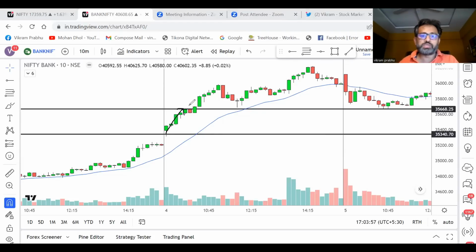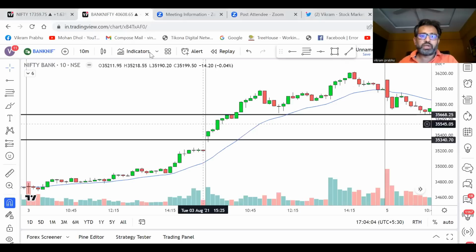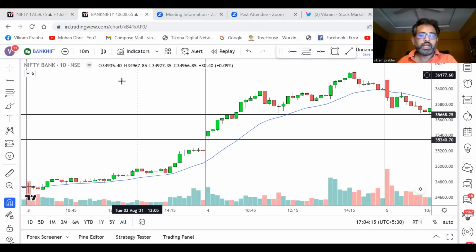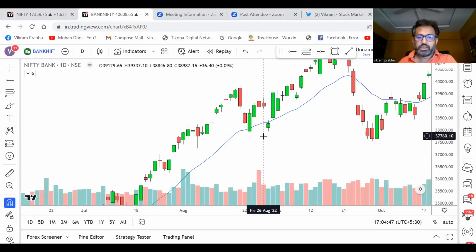After that, you can see one small red candle. This is a 10 minute time frame, not a 5 minute time frame, that's why you are seeing small candles. And after that, once the upper gap border was also broken, again there was a huge move. So now you know how powerful gap borders are. Okay, next example is 26th August and 29th August.